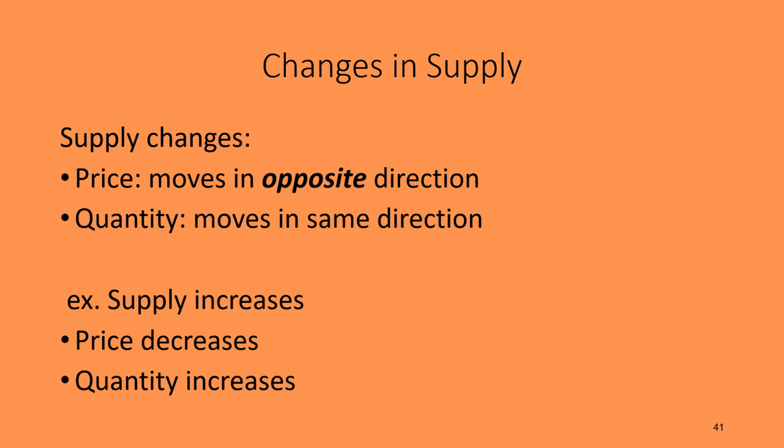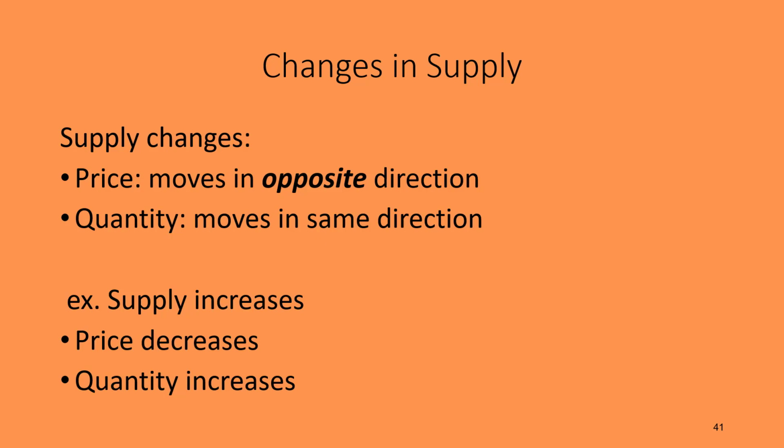And again, this should make sense if you're thinking through it intuitively. If supply increases, that means that we're making more of something. If we make more of something, then it makes sense that quantity is going to increase as well. So there's going to be more out there to be bought and sold. But again, if there's more out there to be bought and sold, then these items are less rare. Because they're less rare, it makes sense that price will go down.